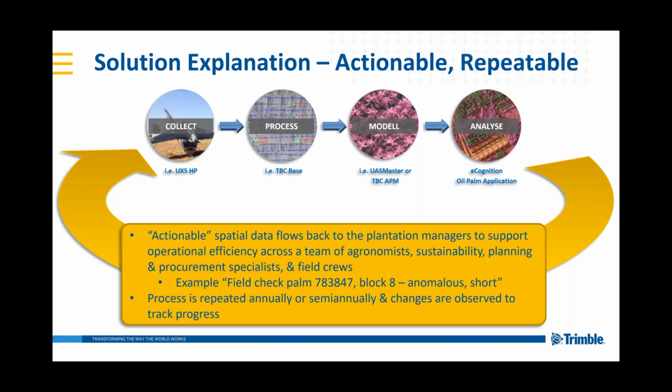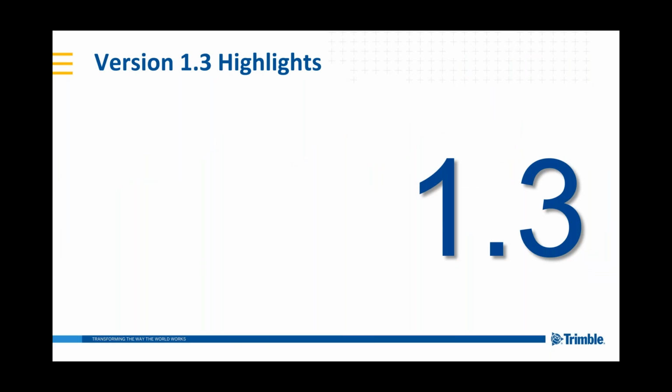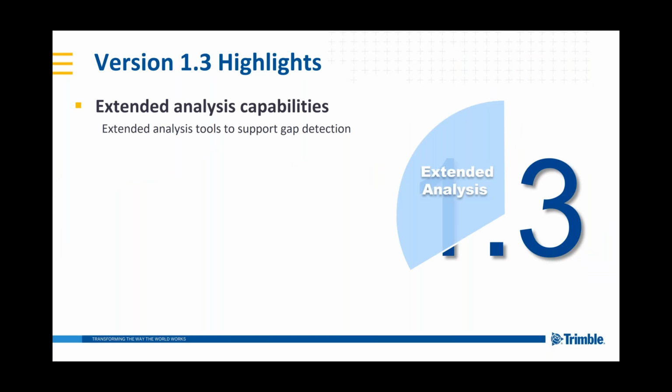So, what is new in Oil Palm version 1.3? We've been working over the last year to make improvements to this product, and what we've really focused on is extending our analysis capabilities. So, providing more tools within the Oil Palm application, but trying also to keep these tools in an easy-to-use format. So what we've done is we've added this gap detection support. Like I mentioned earlier, this allows users to look for areas of the plantation that are not being utilized to their fullest, so looking for areas that are available for additional planting. And we will see the intricacies of this tool in the demonstration in a few moments.